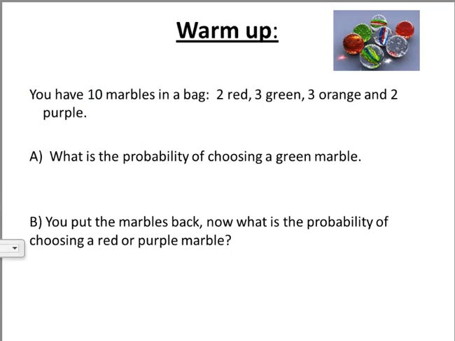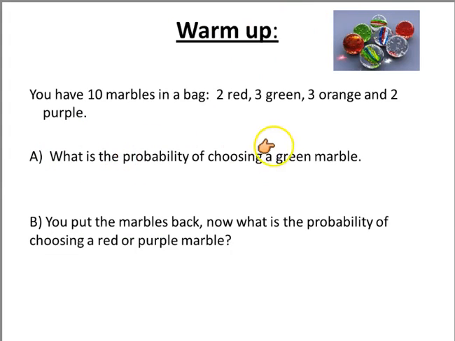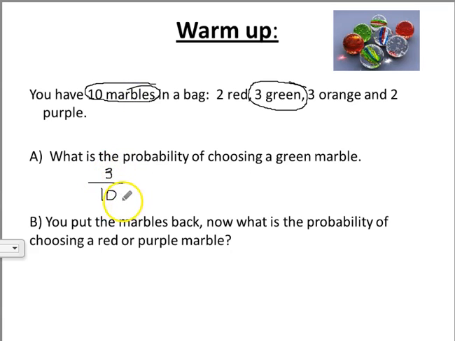Remember, to find the probability of anything, the number that goes on top, on the numerator, is the number of ways an event can occur out of the total number of possible outcomes. So if we want to find the probability of choosing a green marble, we have to think, how many chances do we have of choosing a green marble? There's 3 green marbles, so we have 3 different ways that we can choose one green marble. And then for all outcomes, we want to figure out the total number of marbles that we're choosing from, and we were told that we have 10 marbles. So the probability of choosing a green marble would be 3 over 10.